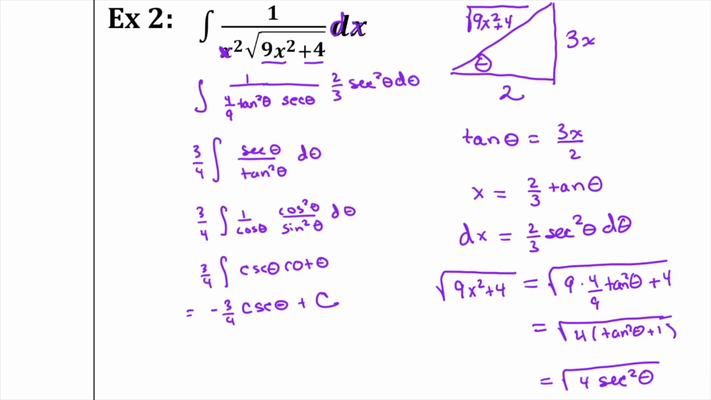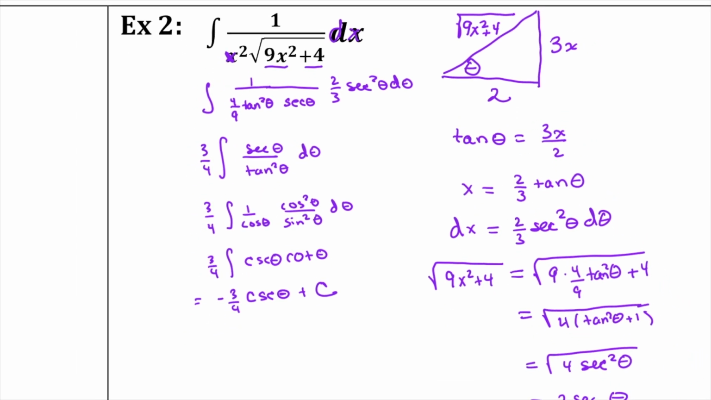Since sine is the opposite over the hypotenuse, the cosecant is going to be equal to the hypotenuse, which is the square root of 9x squared plus 4, divided by the opposite, which is 3x, plus c.